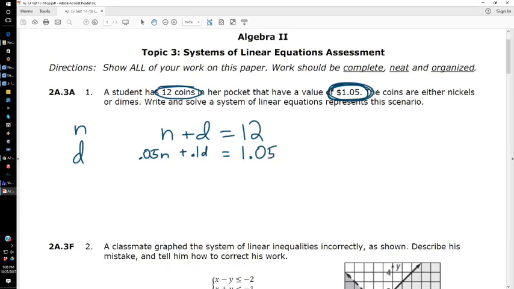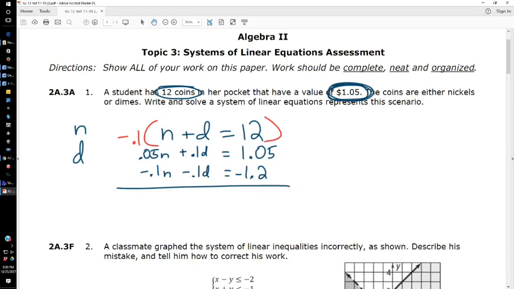All right. From here, I'm going to multiply. I'll use elimination. Why not? I like elimination. So I'm going to multiply all of these by, let's do negative 0.1. So this is now negative 0.1 n minus 0.1 d equals negative 1.2.